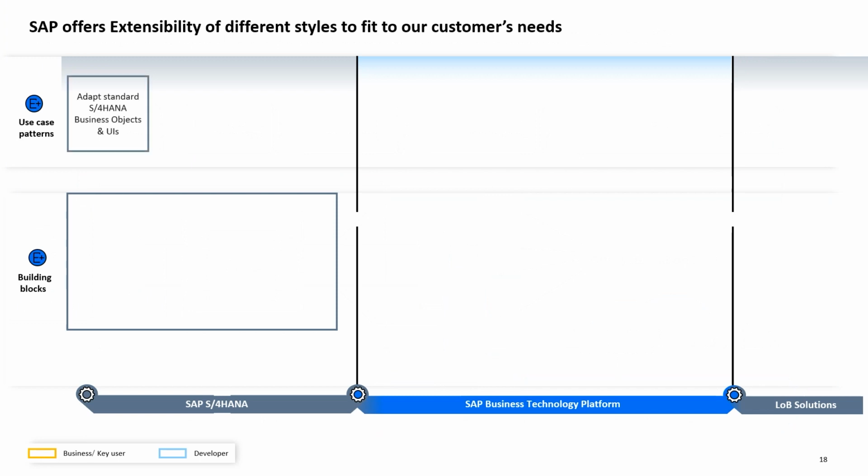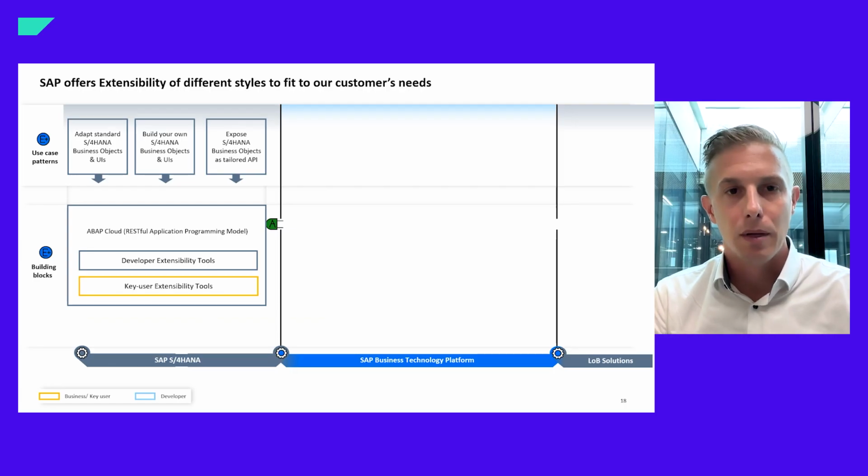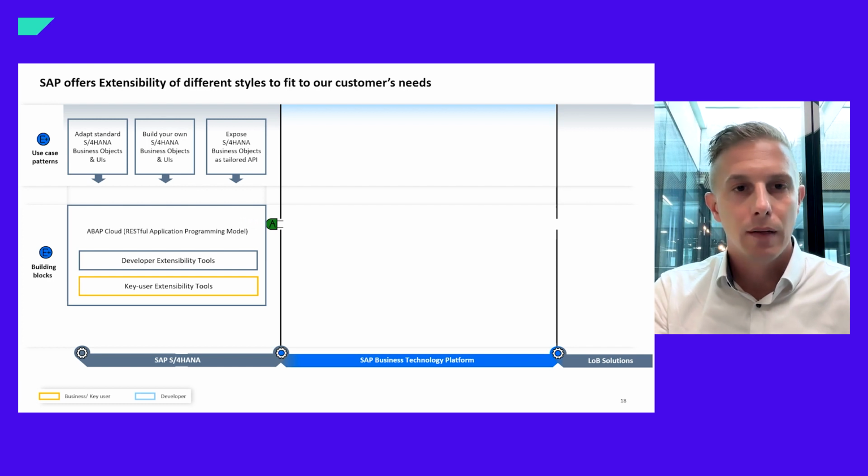We have now a set of extension patterns that we offer. First of all, when we look into what we call on-stack extensibility, you have the possibility to adapt standard S/4HANA business objects as UIs, to build your own S/4HANA business objects, but also then you might have done field extensibility, you might have also extended a little bit the logic, so you want to build also a custom API to expose to a side-by-side extensibility tool. So this is a main also use case to build those custom APIs that are exposing the functionality to BTP.